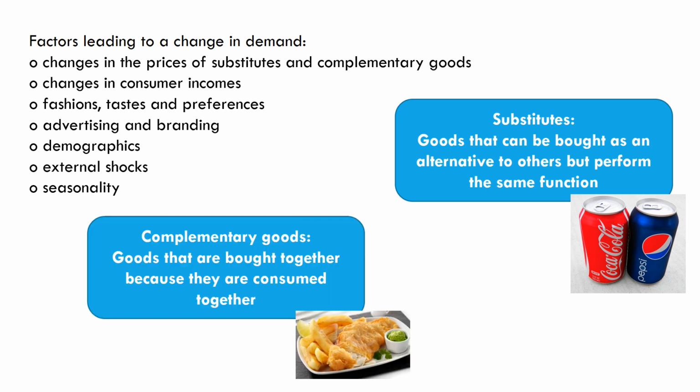Another one that's important here is complementary goods. So those are goods that are bought together because they're consumed together. For example, in Britain, fish and chips. If the price of fish was to fall, we might see an increase in demand for chips.